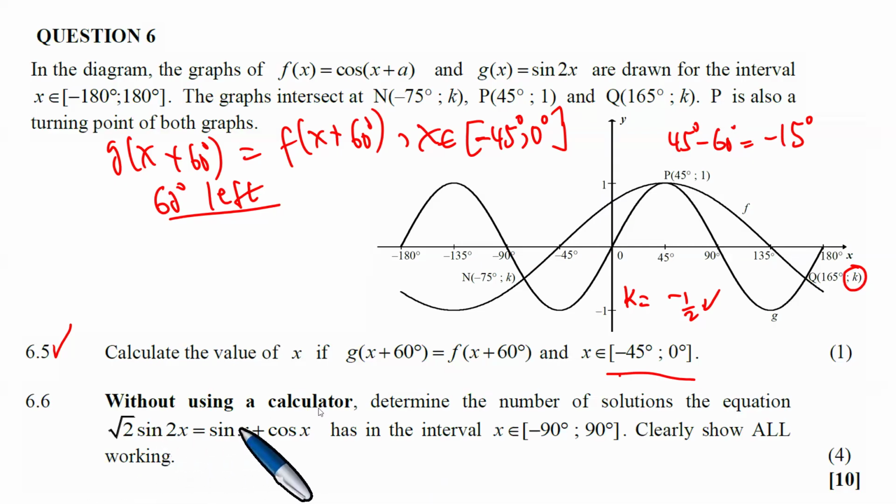All right. We start with a calculator to determine the number of solutions the equation has in the interval between minus 90 and 90 degrees. Clearly show all your working.